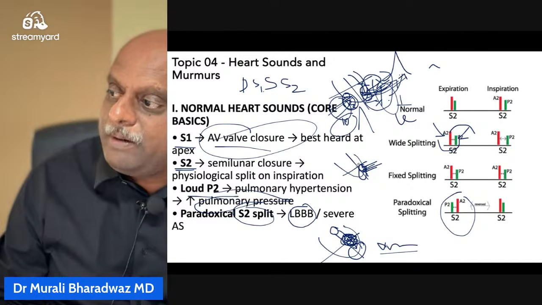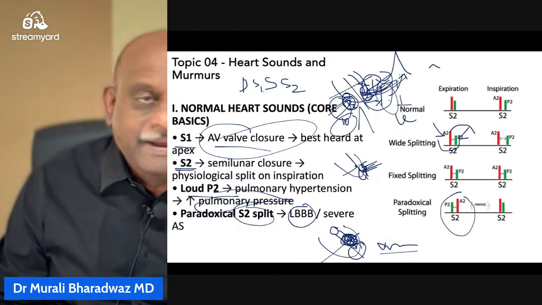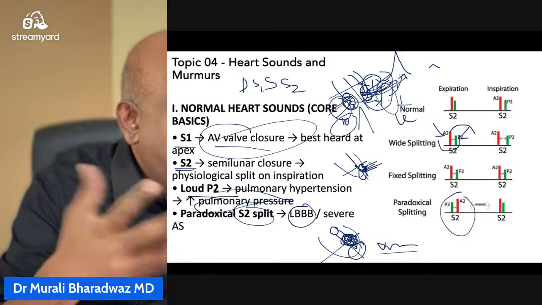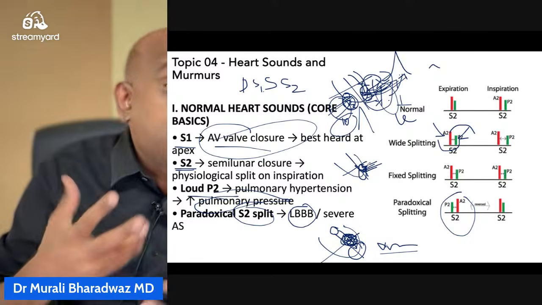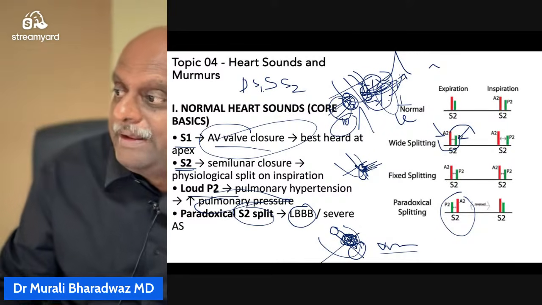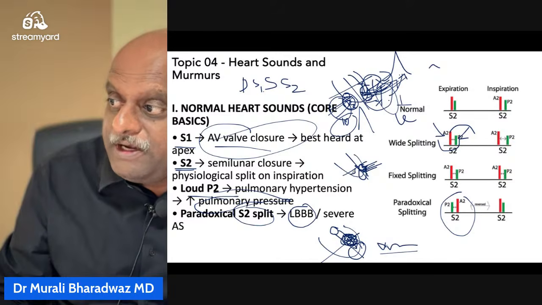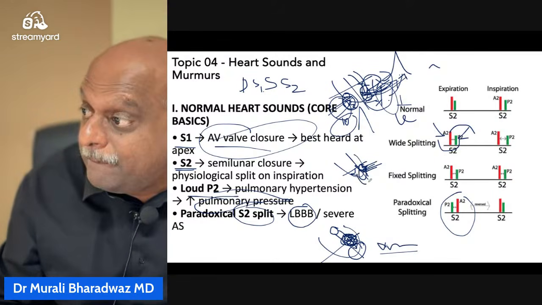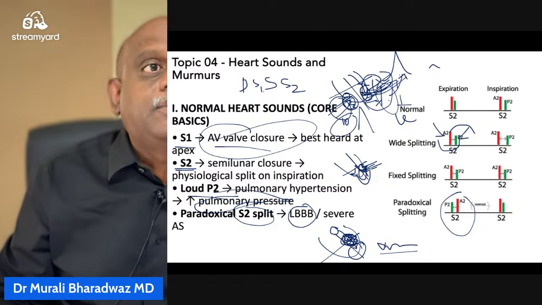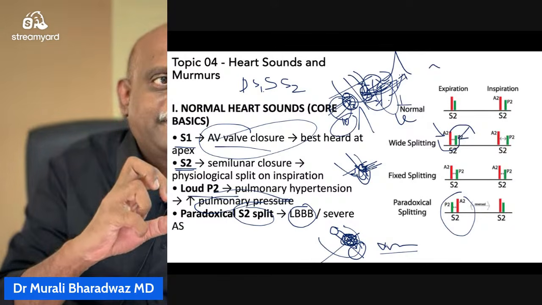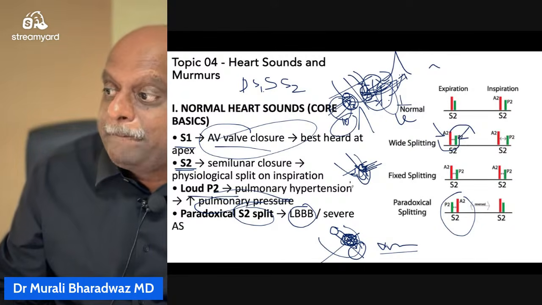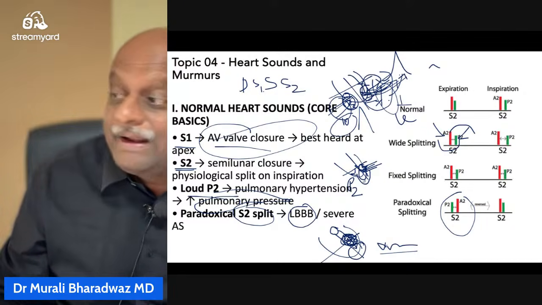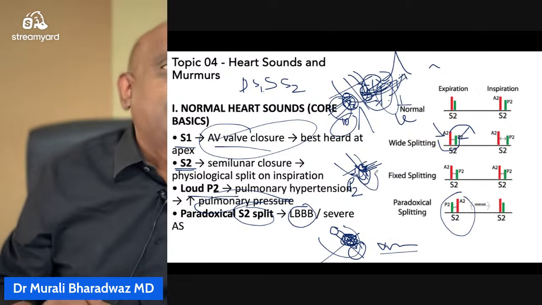But if there is a left bundle branch block, what will happen? The depolarization of the left ventricle is not happening. Then who will depolarize the left ventricle? The right bundle, after finishing the job of depolarizing the right side, will come and make the left ventricle depolarize. That's the reason P2 will happen early. Later, A2 will happen.